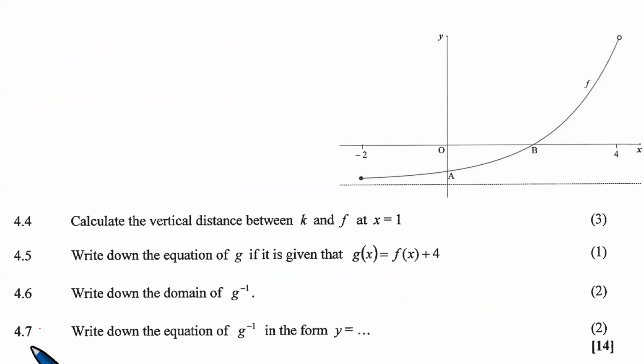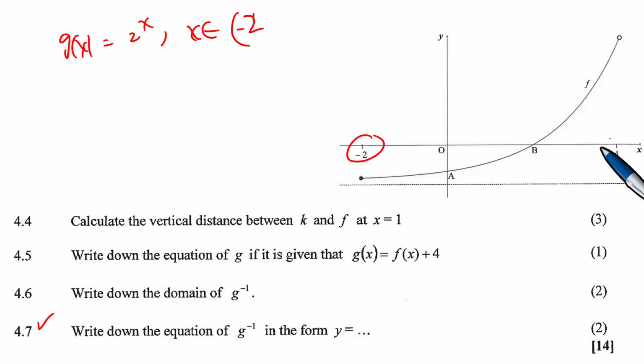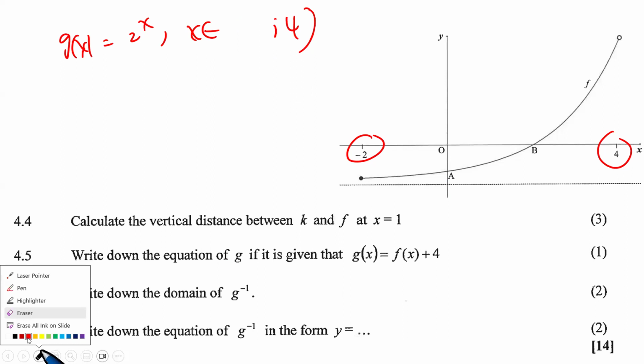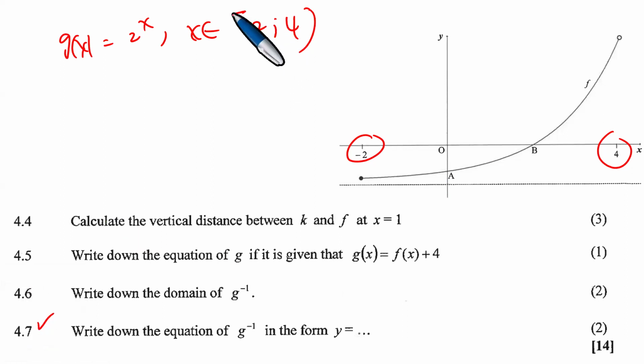Next question, 4.7. Write down the equation of g inverse in that form. So what is the equation of g inverse? A couple of things we need to take note of: our g of x is 2 to the power x when x is an element of the interval from -2 to 4, like so. The -2 is included.